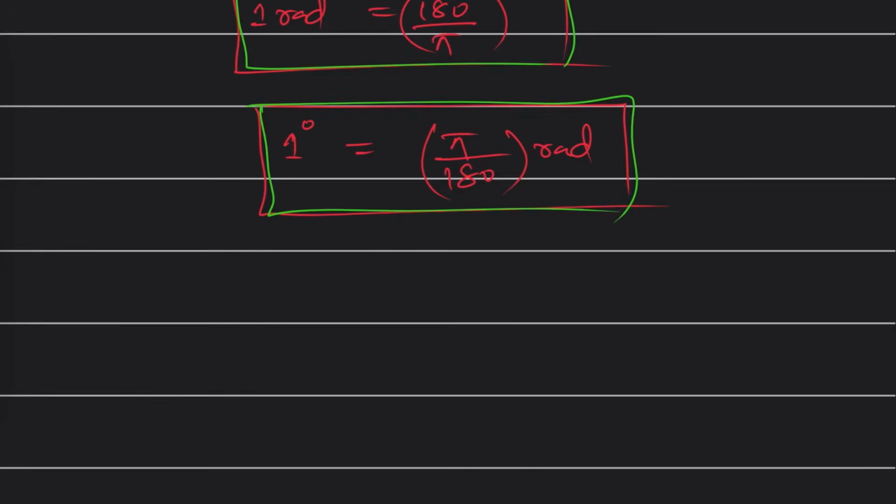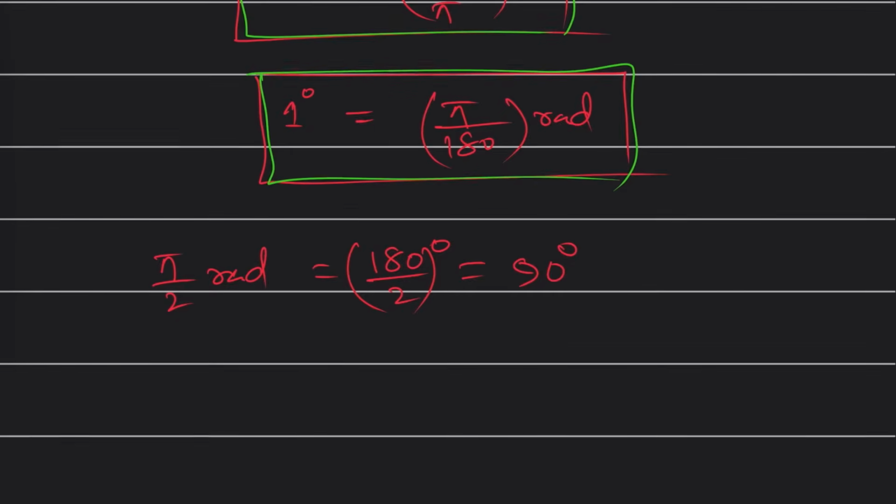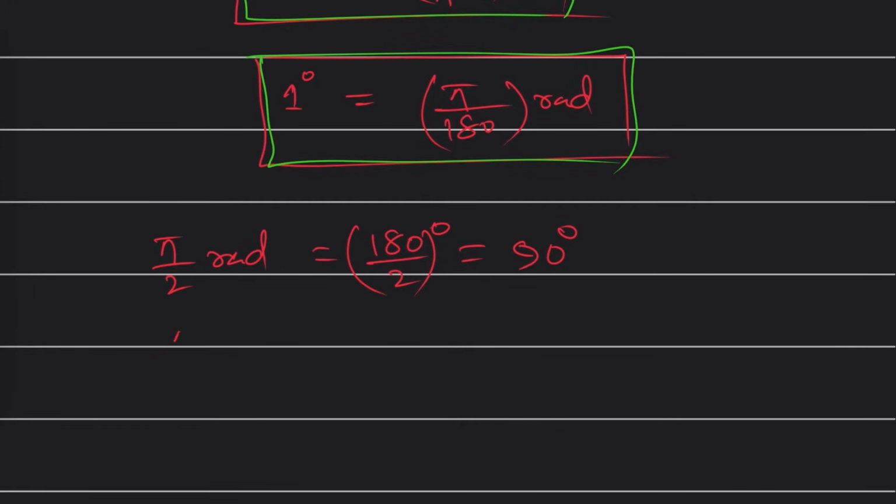Sir, if I am asking what is pi by 2 radian, you will just say it is 180 by 2, because pi radian is equal to 180 degrees, so it is 90 degrees, sir, you will say, and correct it is. Similarly, you can write pi by 4 radian. So all the time I won't write radian and degree, because we can skip writing them, but we should keep in mind pi by 2 is not equal to 90, it is pi by 2 radian is equal to 90 degree. This thing we should keep in mind.